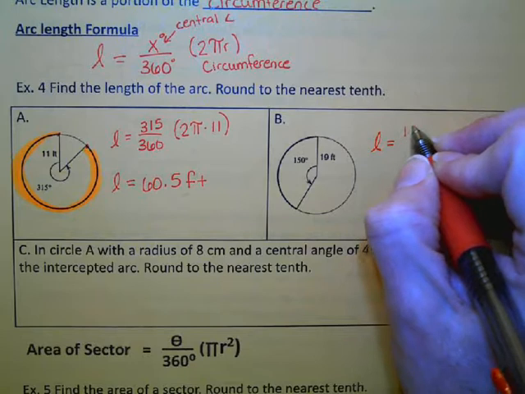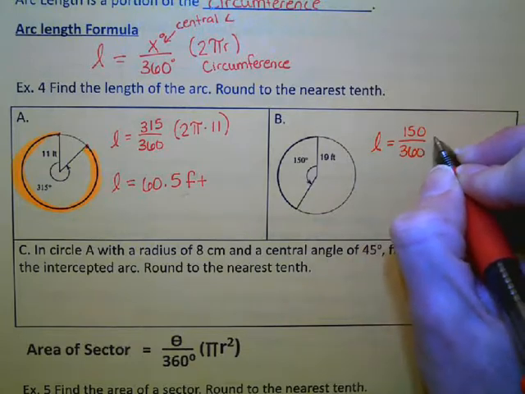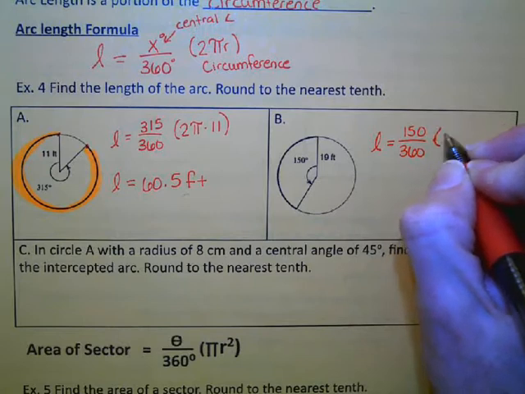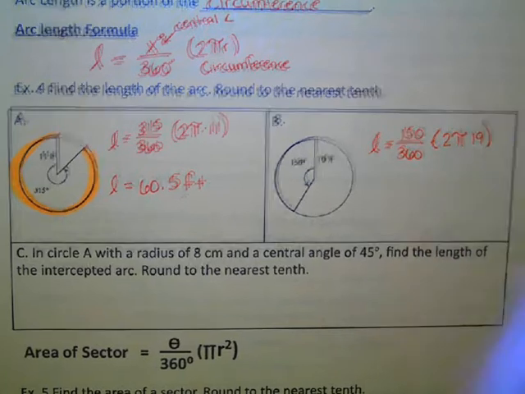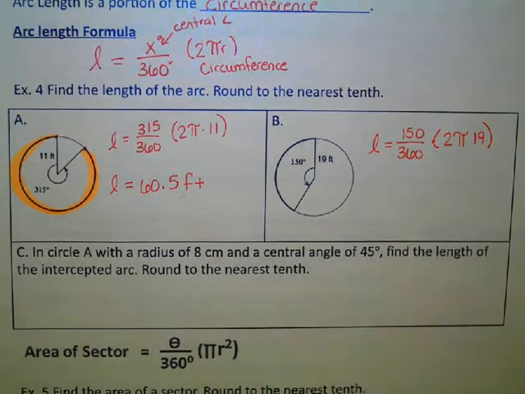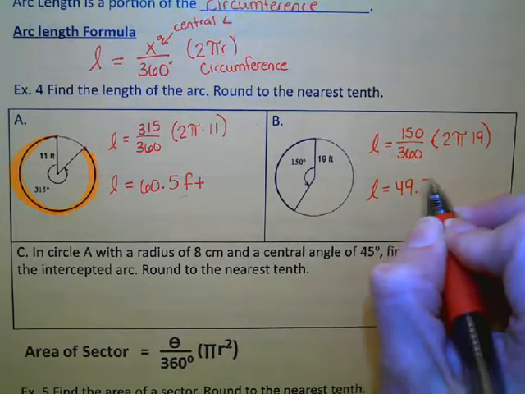So now you see the arrows on the inside here, arc length of 150 out of 360 times your circumference, so 2 pi times 19. 150 divided by 360, the decimal, and then times that by 2 pi times 19 equals about 49.7.